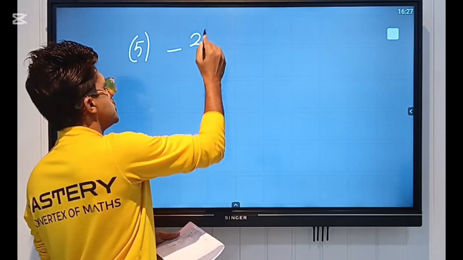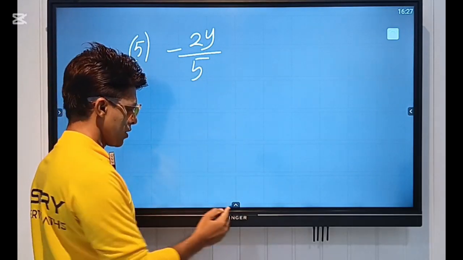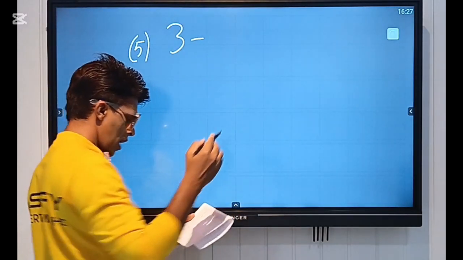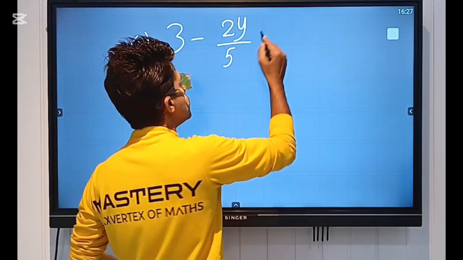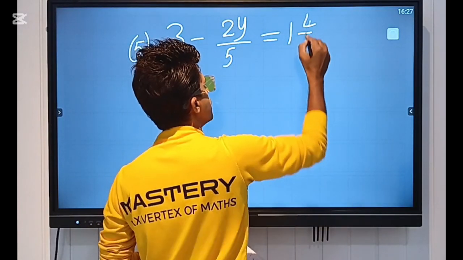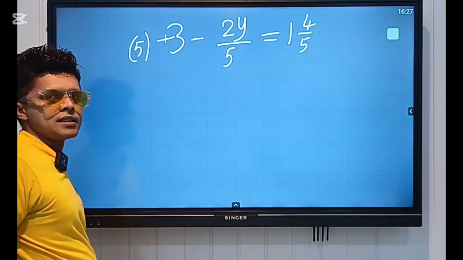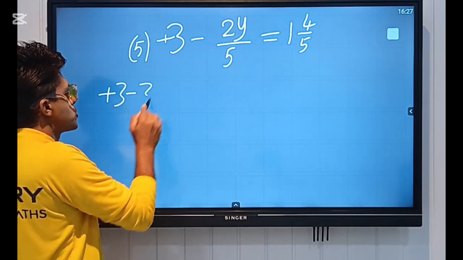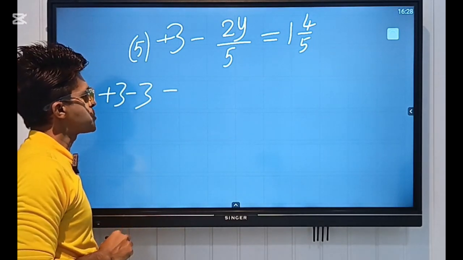So the fifth question is 3 minus 2y over 5 equals 1/4. Right now, you could see plus 3 here, therefore you could subtract 3 from both sides like we did in the previous questions.